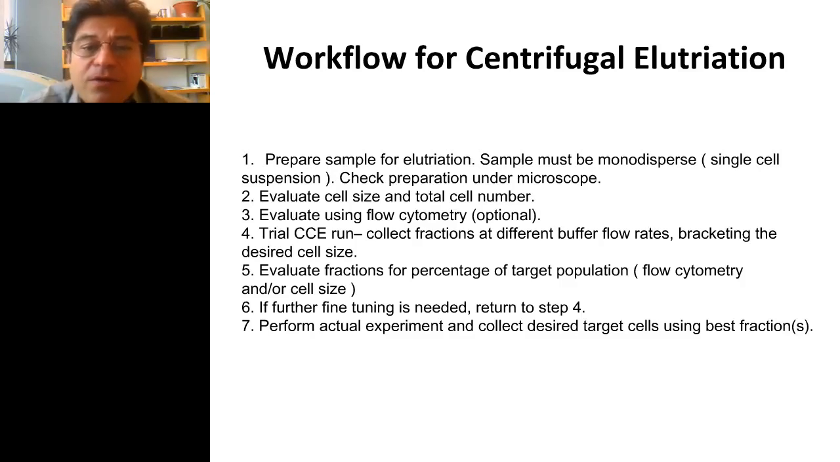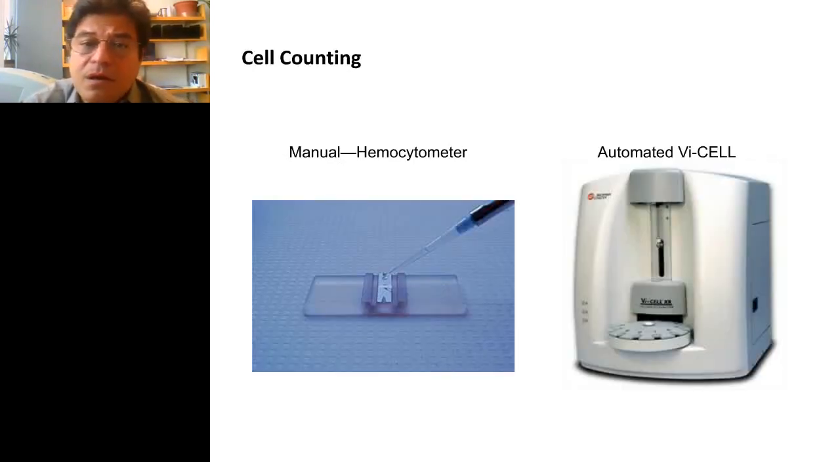More often than not, in our lab, we find that on the first run with a good cell size measurement, we're pretty close to where we need to be. We kind of know approximately where the fraction will be in the multiple fractions, and the multiple fractions are there just to bracket around the ideal flow through speed. But if further fine tuning is needed, then we just bounce back up to step four and we do another run. We just dial in some different settings. And then finally, when we've optimized the system, we can move up to the actual experiment with the actual material and collect the desired target cell. Of course, we can, again, evaluate that on a flow cytometer to make sure that this is the right fraction.